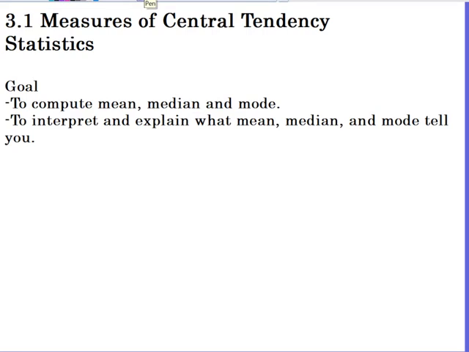All right, on to chapter 3. We're finally getting into some computations here, but 3.1 is the measures of central tendency. It's going to measure the center. We're going to talk about the mean, which is the average, the median, which is the middle, and the mode, which is what happens the most. We're also going to interpret and explain what each of those numbers tells you.